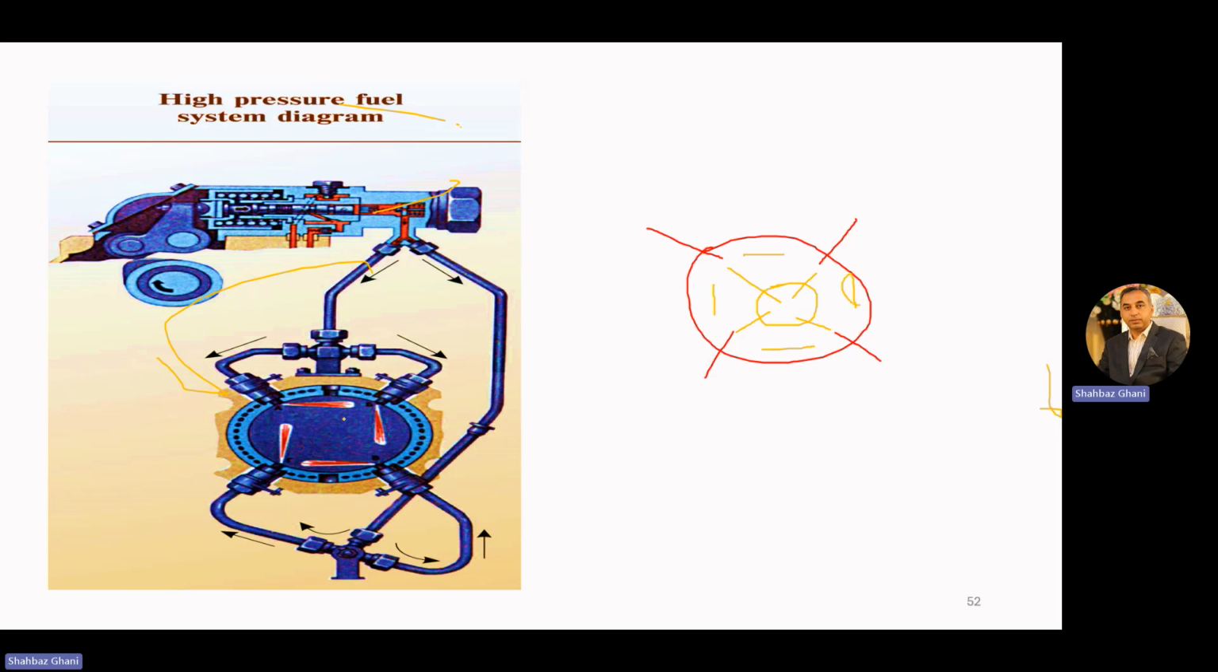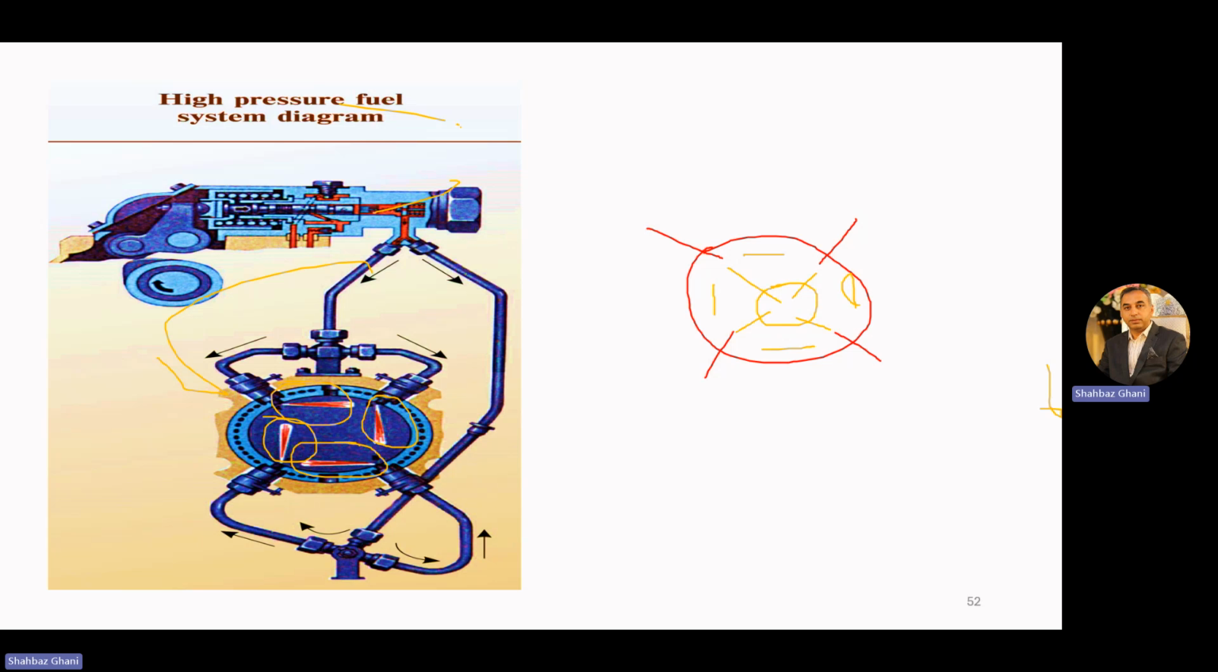So let's see this figure here. Here, every nozzle is injecting at 90 degrees to each other. So 90 degrees this one, 90 degrees this one, 90 degrees this one. With this, we are achieving better atomization and better mixing.